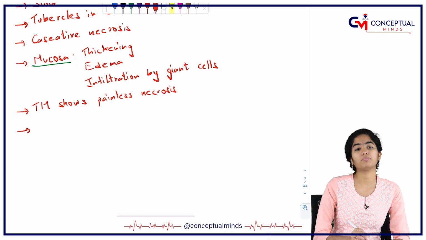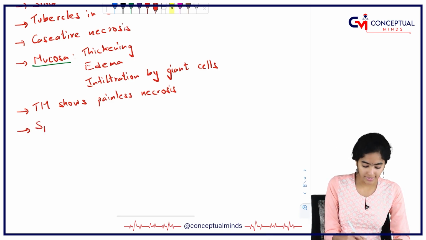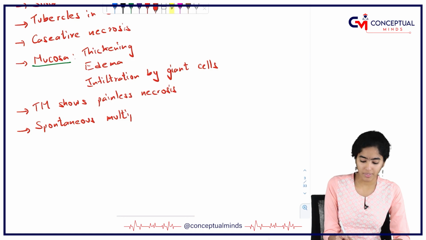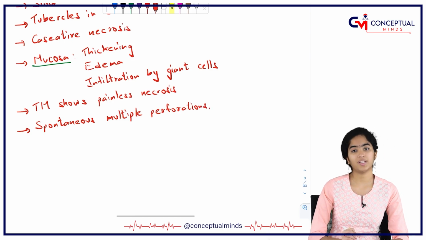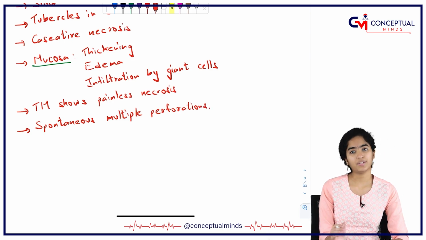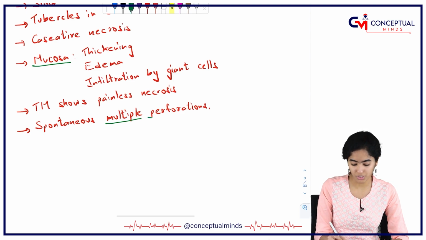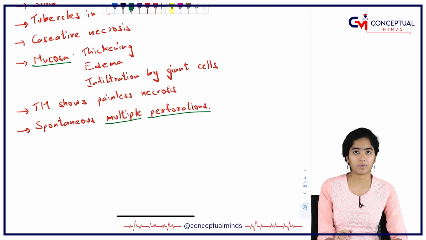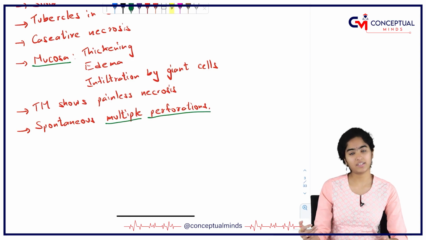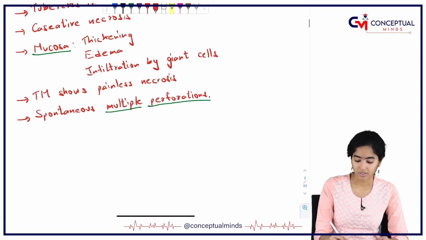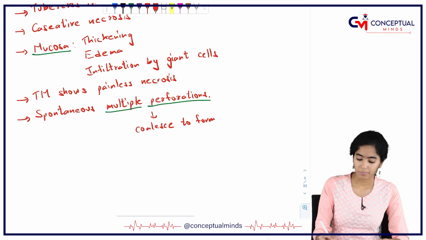And now comes the most important feature, that is spontaneous multiple perforations. Spontaneous multiple perforations are seen in the tympanic membrane. CSOM usually produces a single perforation. Even traumatic perforations are usually single, but multiple perforations are a classical feature of tubercular otitis media. Now these multiple perforations at a later stage may coalesce and form a single perforation later on. But initially it is multiple.